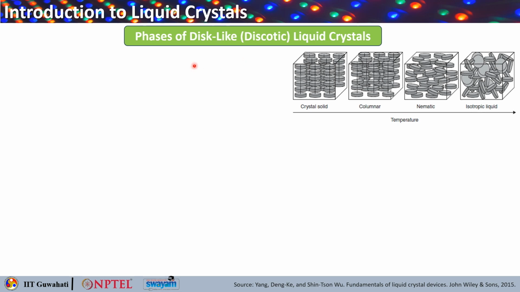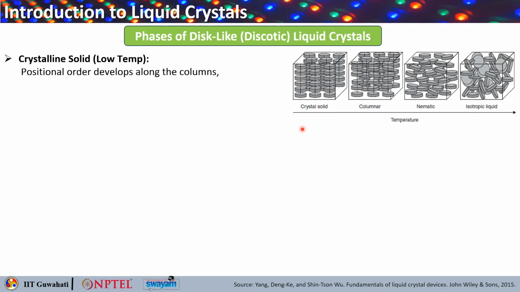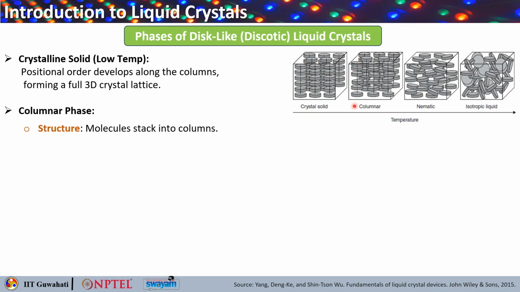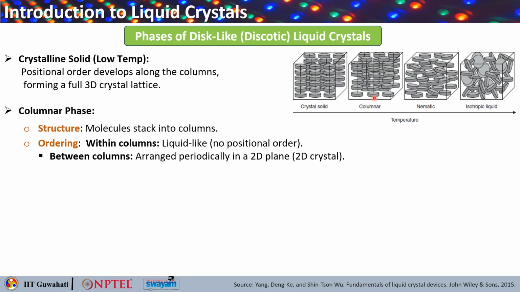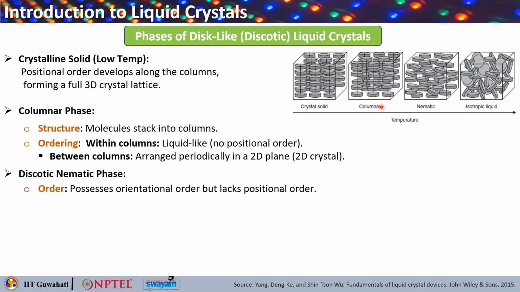Now, coming to the phases of the disc like or discotic liquid crystals, the first one, as I mentioned already, that happens at low temperature is the crystalline solid phase, where positional order develops along the columns. So, you can actually see formation of a full 3D crystal lattice. Now, in the columnar phase, you see the molecules are stacked in columns, but within the columns the positional ordering is not there. So, orientational ordering can be seen, but the positional ordering is not there. Between the columns it is arranged periodically in a 2D plane, just like a 2D crystal.